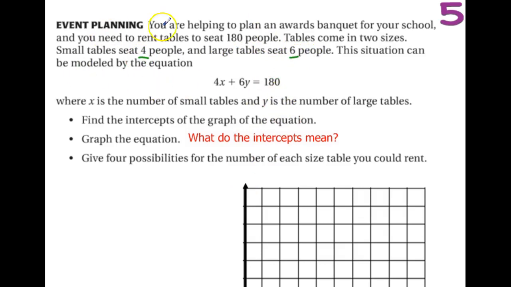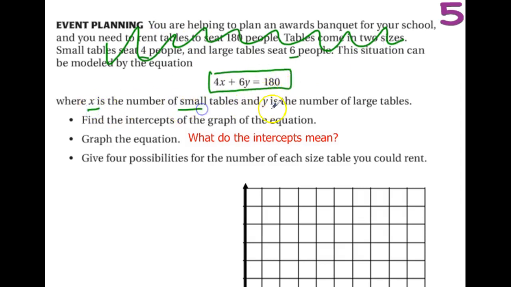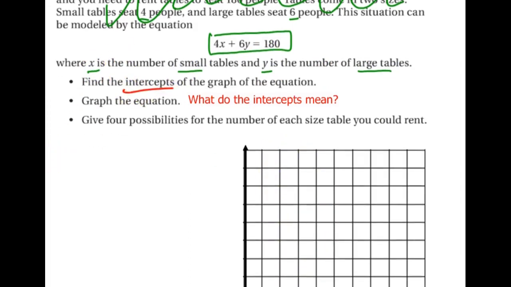Small tables seat 4 people, and large tables seat 6 people. This situation can be modeled by this equation. So they give us all of this information that we don't really need because they give us an equation that tells us what it means, which is nice, but here's our equation. X is the number of small tables, and y is the number of large tables. First, find the intercepts, meaning our x and our y intercepts.